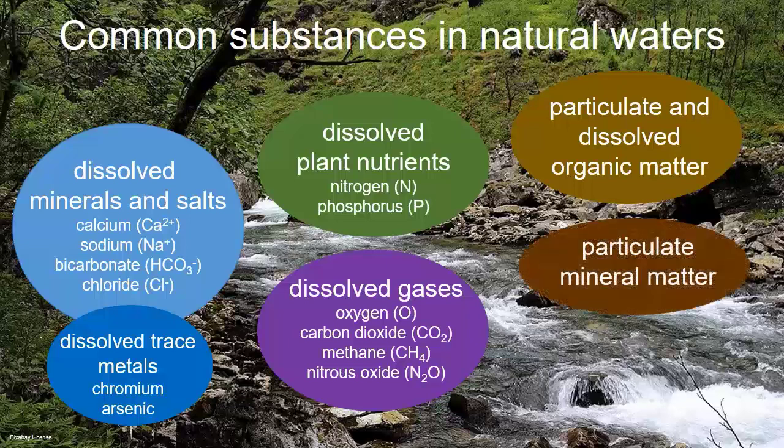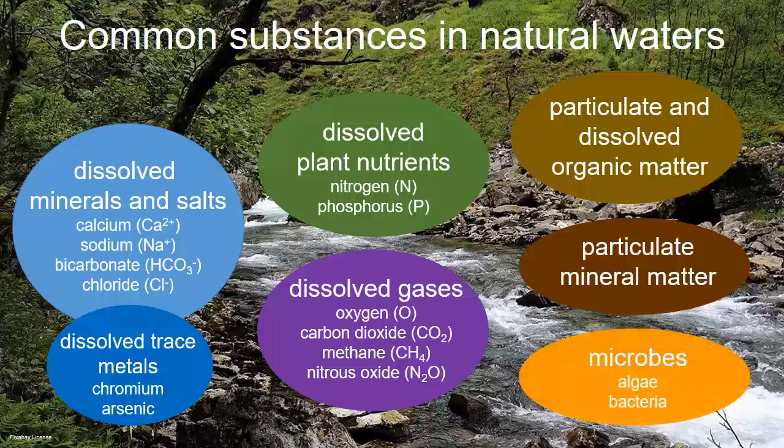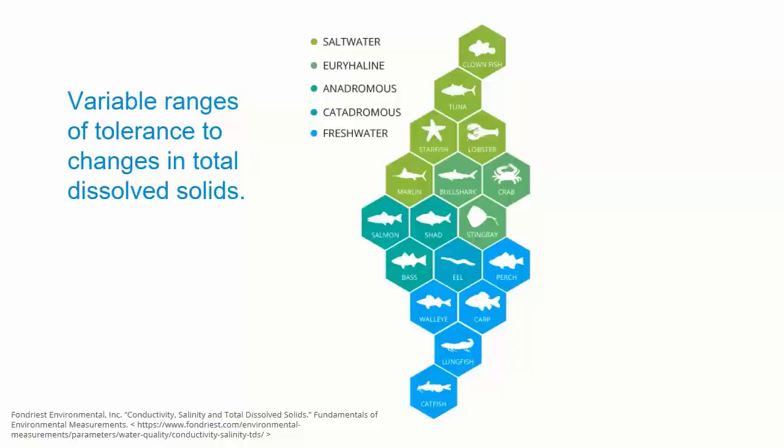There's of course particulate mineral matter whose levels are dependent on erosion of the surrounding basin and the river's capacity to transport sediment. And finally, we generally include microscopic organisms like algae and bacteria as components of water quality because of their ubiquitous presence and strong influences on the macroscopic organisms inhabiting natural water bodies. All of these common substances vary naturally in their composition. And native species inhabiting aquatic ecosystems will be adapted to the range of natural variability in water quality.